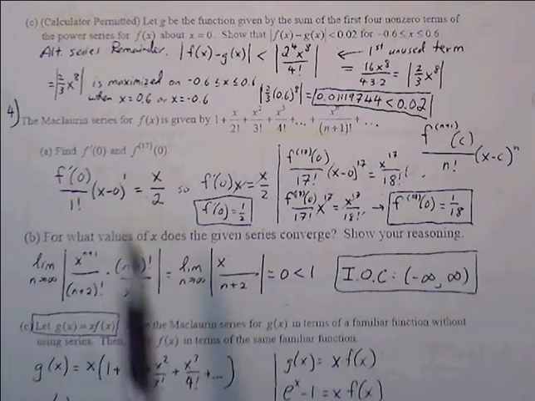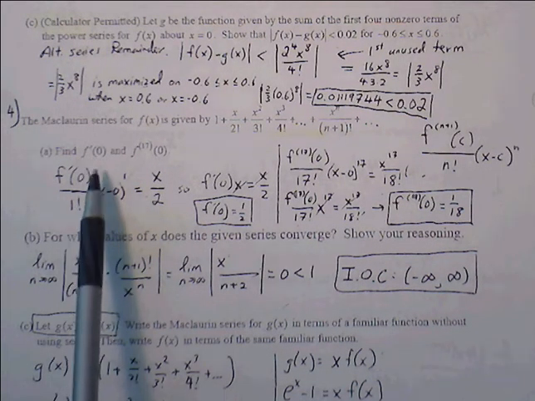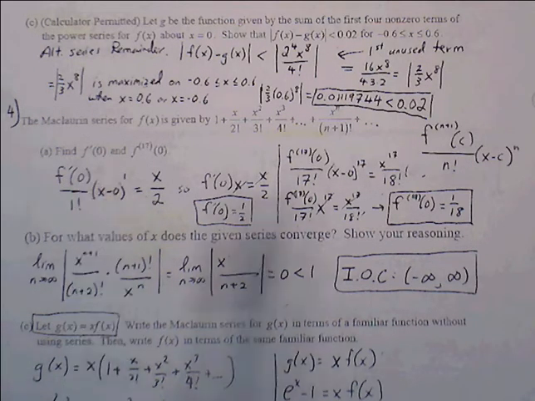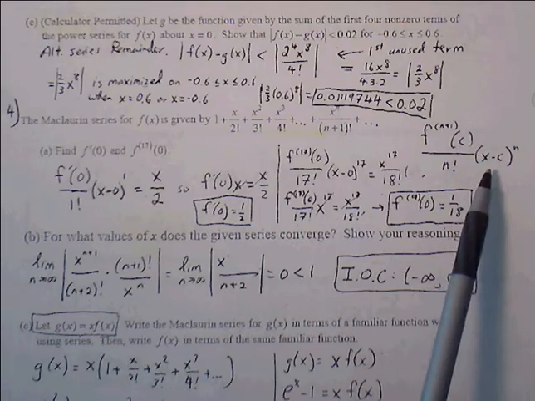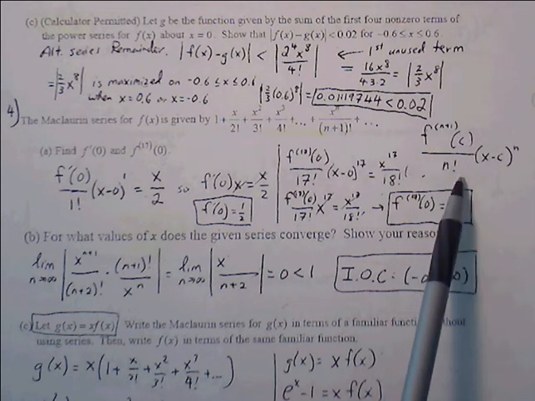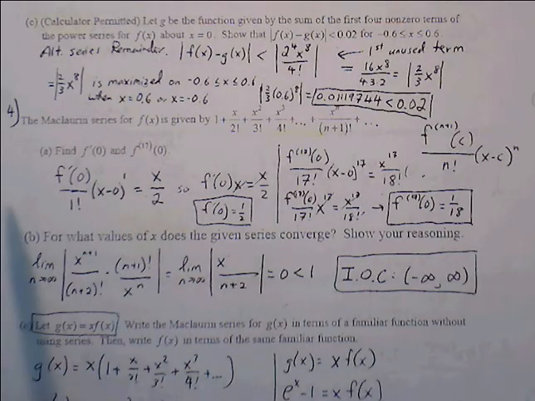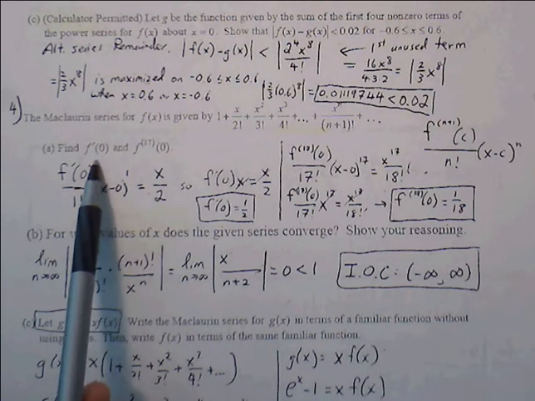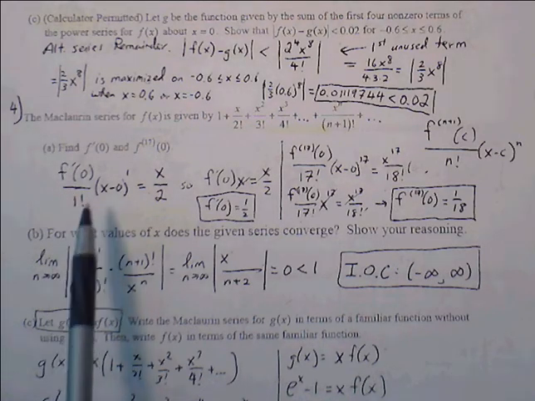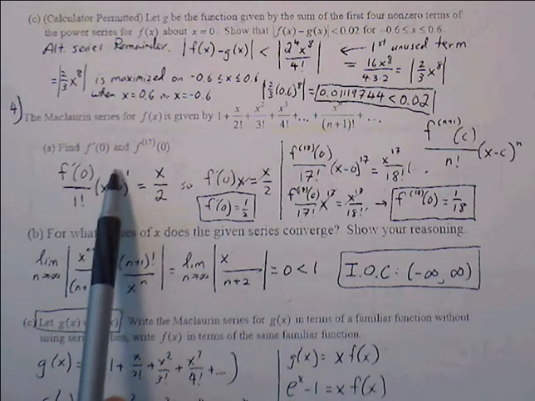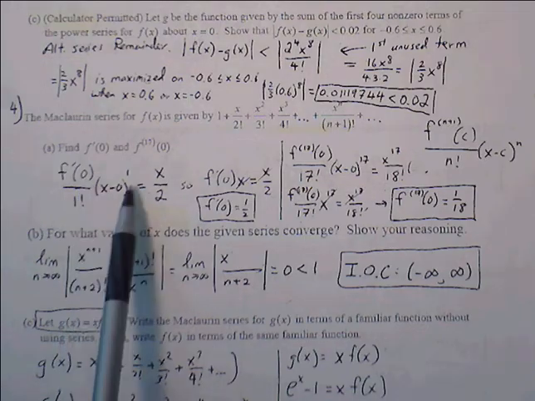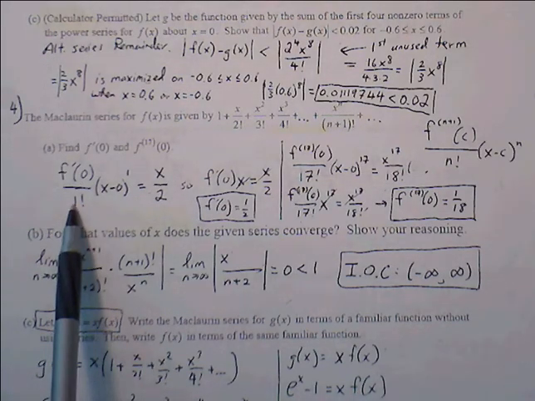Okay, a Maclaurin series is given. Find f prime of 0 and the 17th derivative at x equals 0. So if we think about using the Taylor series, if I want to find f prime of 0, it's just going to be the value that's in front here, the coefficient, so f prime of 0 over 1 factorial.